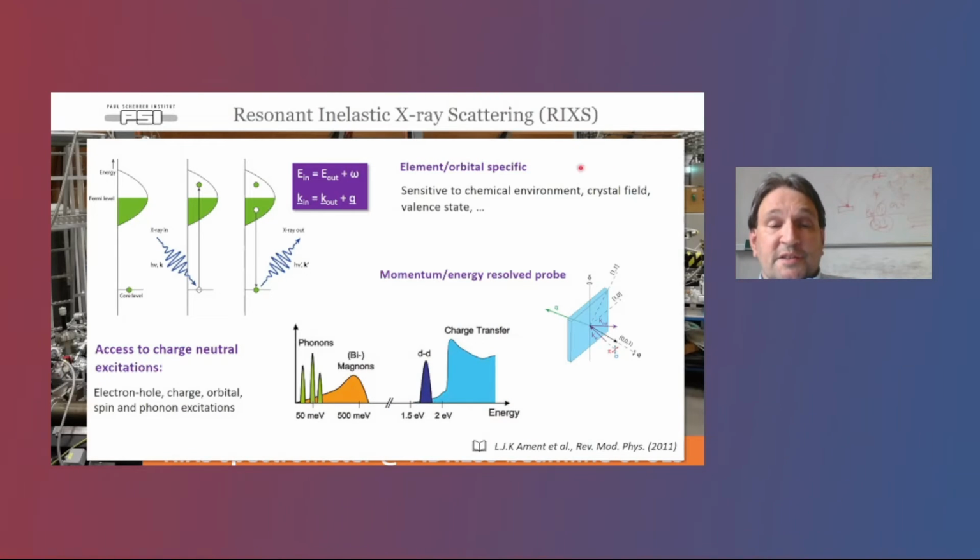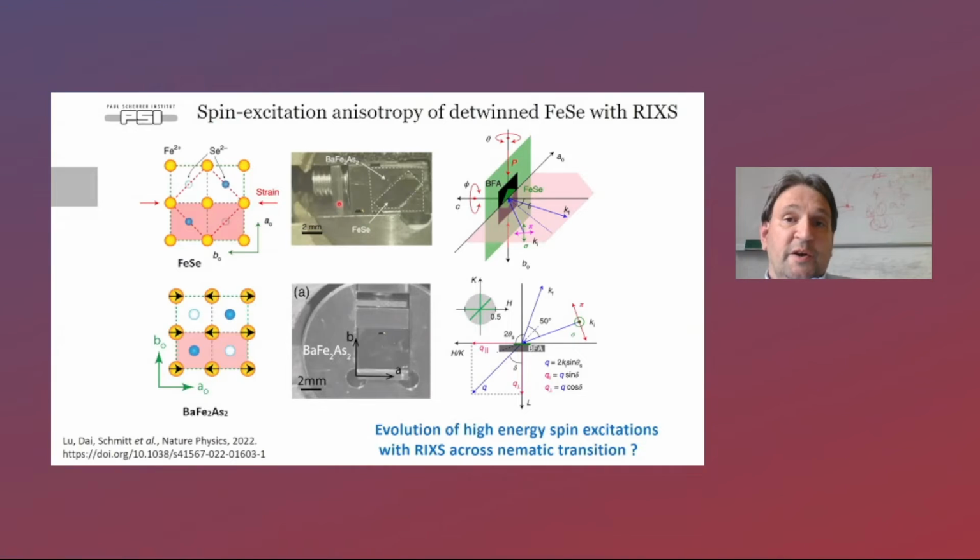And the good thing is now that you can, very similar to inelastic neutron scattering, study both the energy of the low energy, medium energy excitations, but also the momentum transfer to the system. So it's really a nice complementary method to inelastic neutron scattering, and in particular very sensitive also to high energy spin excitation.